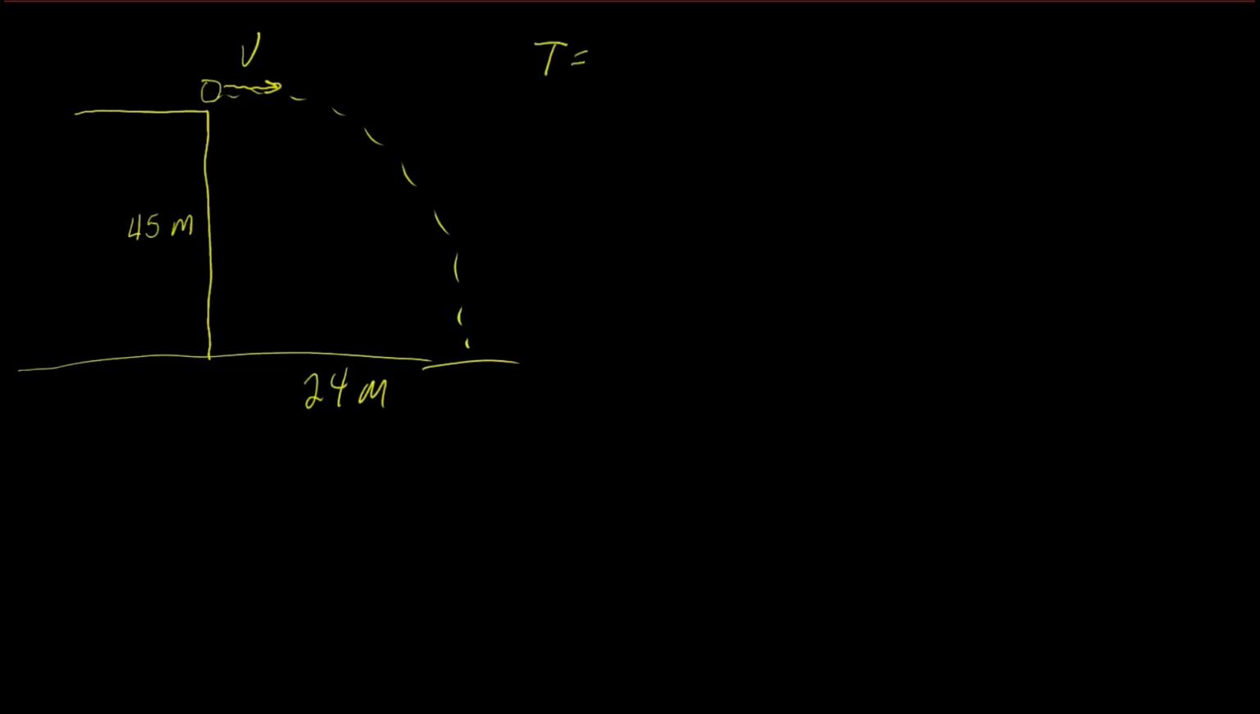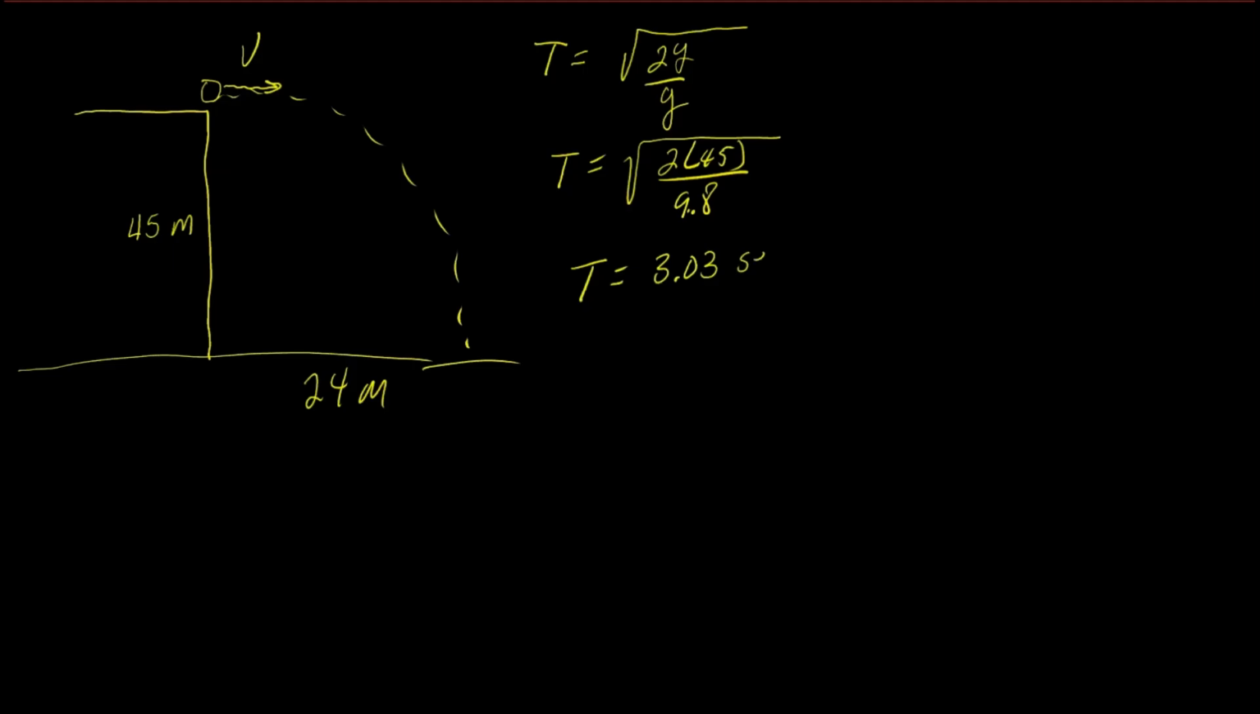So time is equal to the square root of 2y over g. So time is going to equal the square root of 2 times 45 over 9.8. So I know that the time is going to be 3.03 seconds.